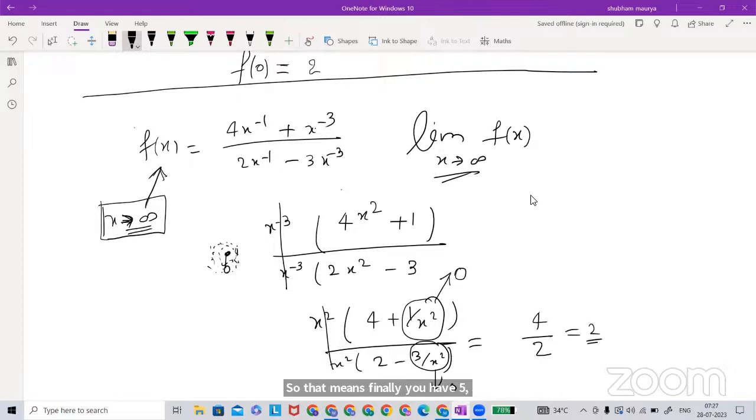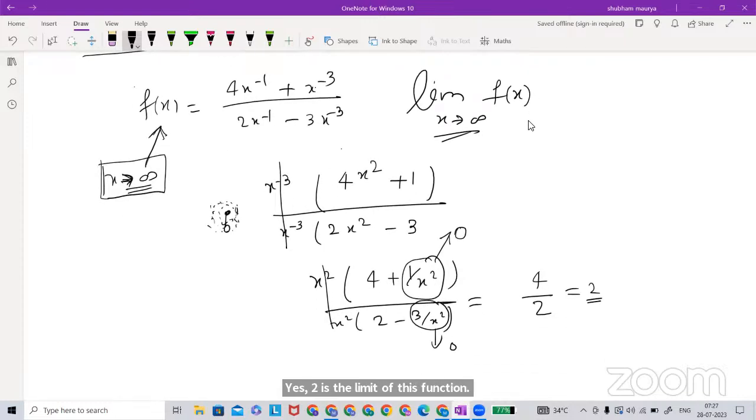That means 2. So how are we getting 0 then? We are missing something. So I think 0 will not be the limit of it. Yes, 2 is the limit of this function. Anyone else got a different limit?